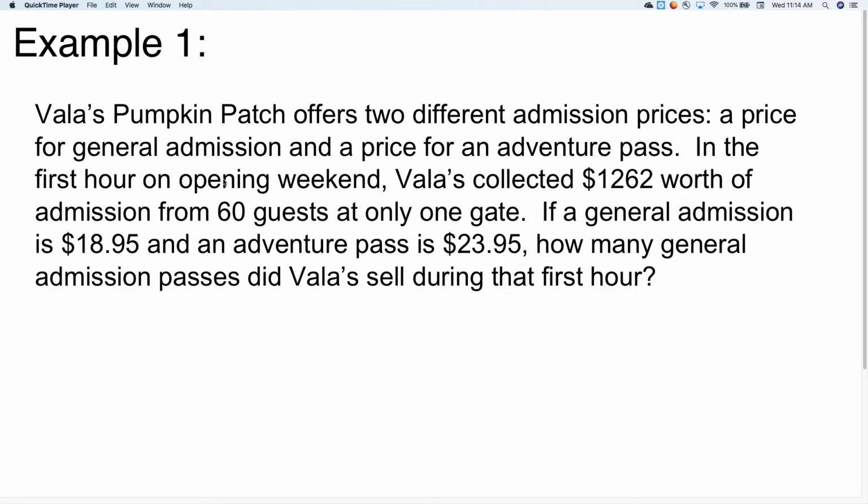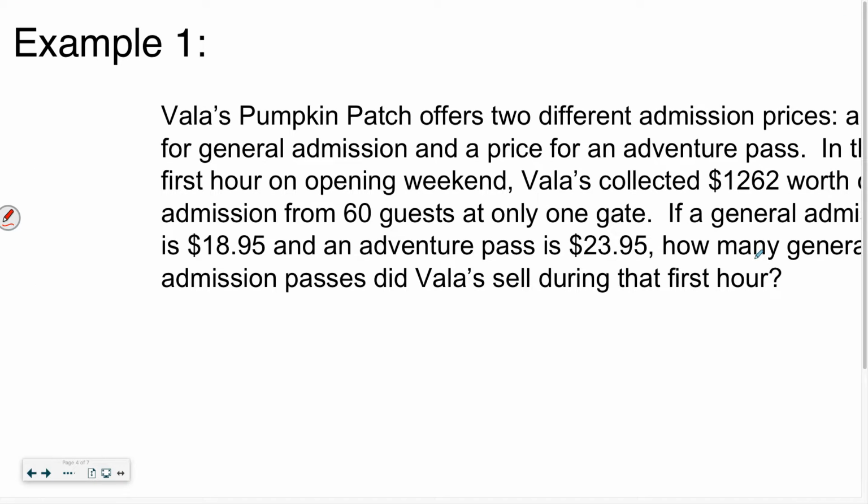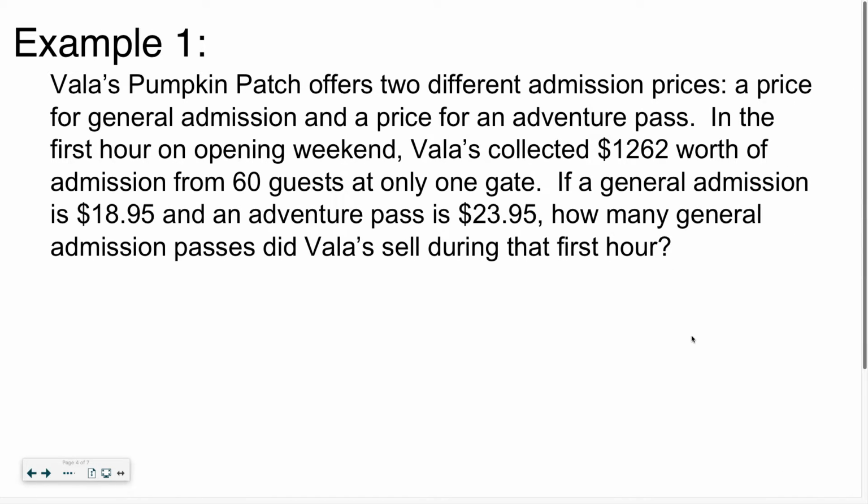If I were approaching this problem, I would read through the problem, try to pick out important things as I'm reading, maybe underline prices or things like that. But at the very end, I would focus on the question that's being asked. So what do you want to find? How many general admission passes did Vallis sell?